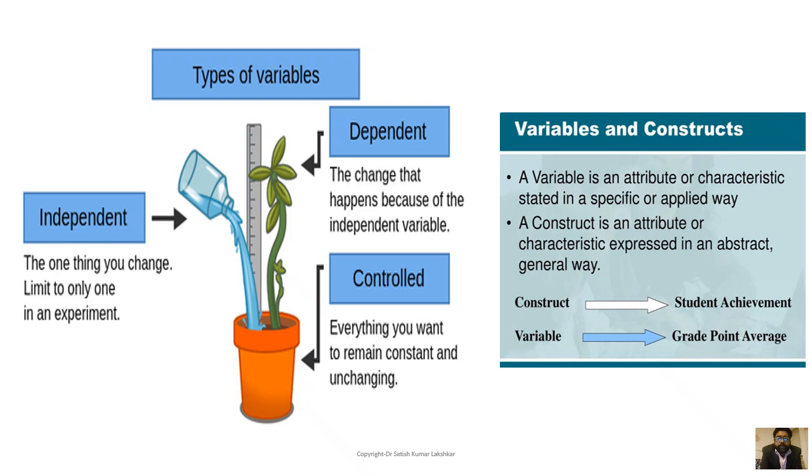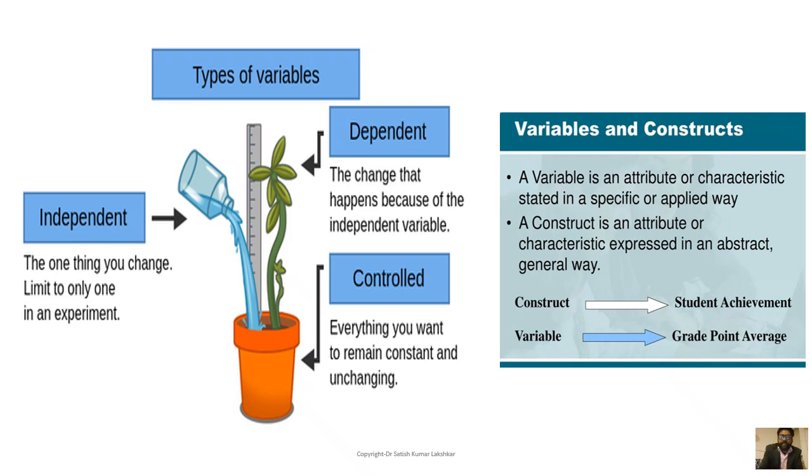Okay, let's talk about one more example which explains the variable and its relationship with the construct. We will discuss this concept in the upcoming slide also. Now, variable and construct. A variable is an attribute or characteristic stated in a specific or applied way, whereas a construct is an attribute or characteristic expressed in an abstract, general way.